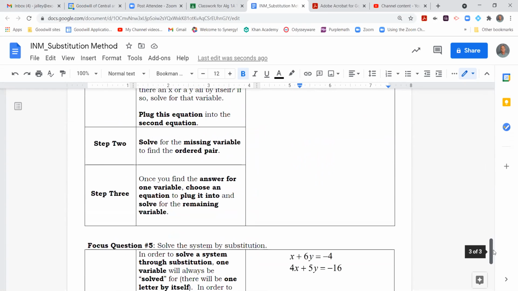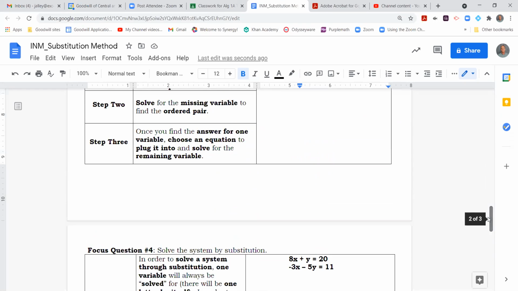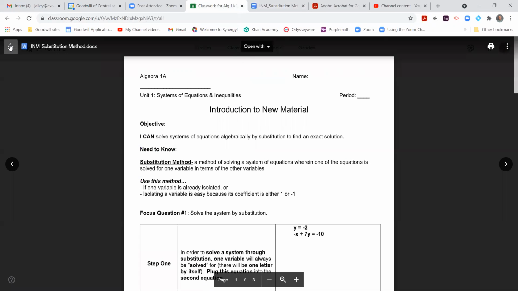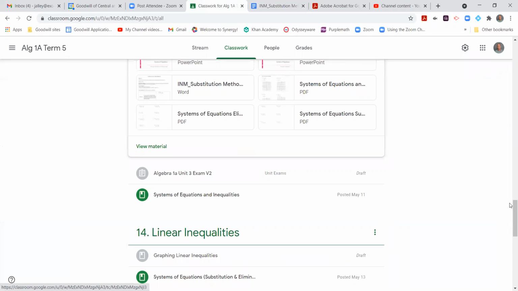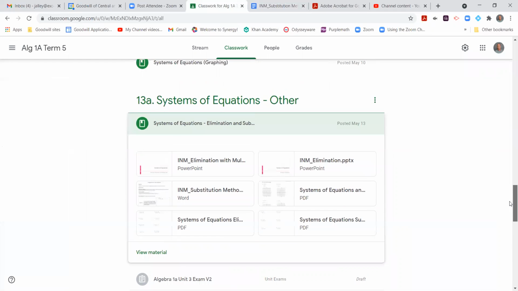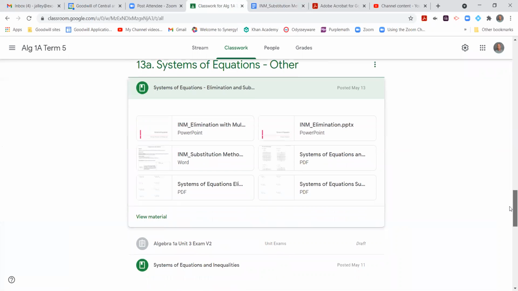So there are a couple other problems on here to practice with if you want to. But that is substitution, elimination, and graphing, pretty much covered in all of those. And if you need to, go back and look at these slideshows again.